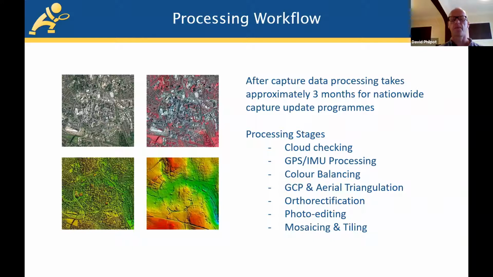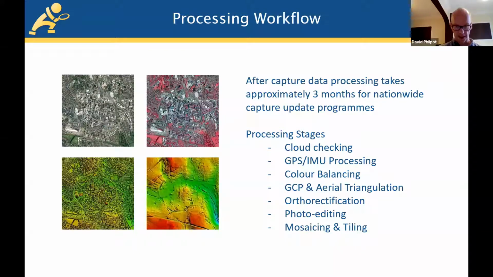So we've got quite a long production process that goes through quite a few stages, which we'll take you through fairly briefly. But if we're talking about our mass capture programs, national updates where you are pushing upwards of 50,000, maybe 80,000 square kilometers a year through your production pipeline, we're averaging about 3 months to get all that data from capture to being made available to all the users. So there's quite a few stages it has to go through.